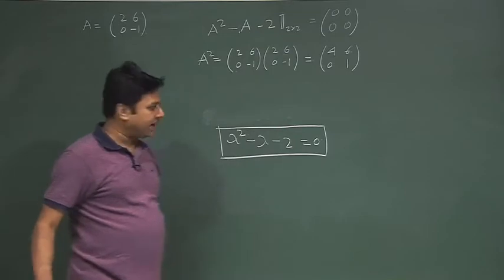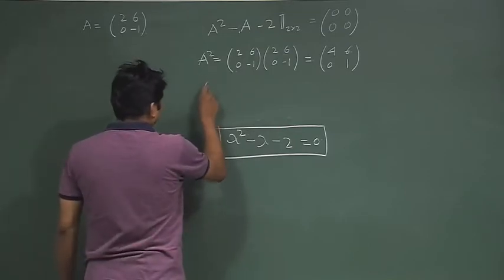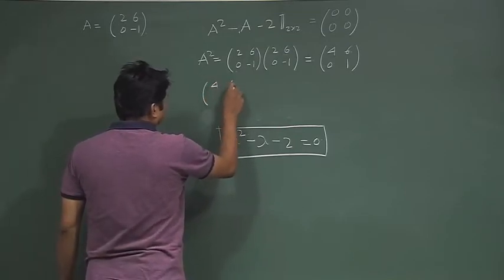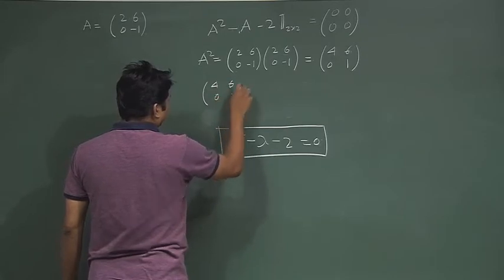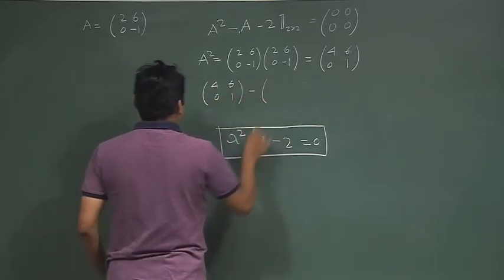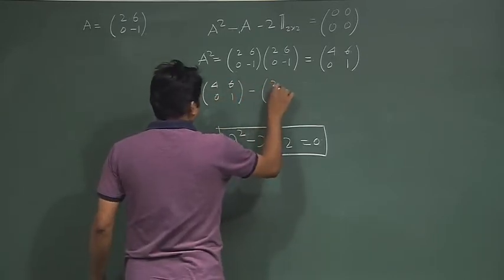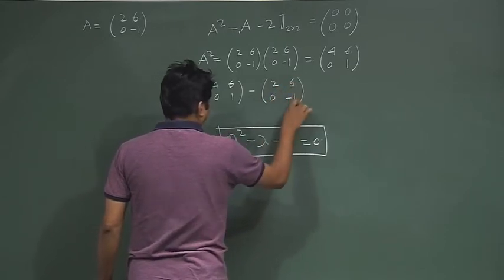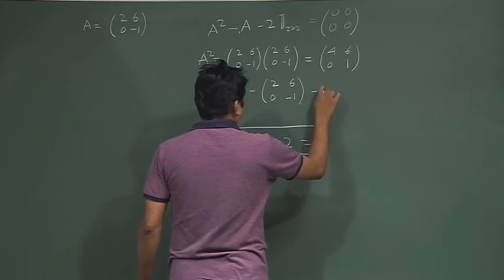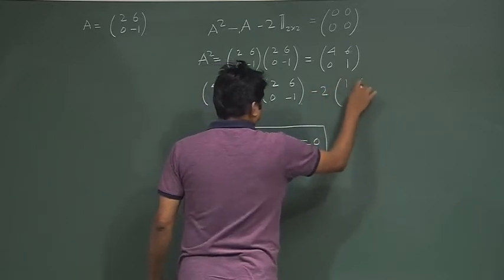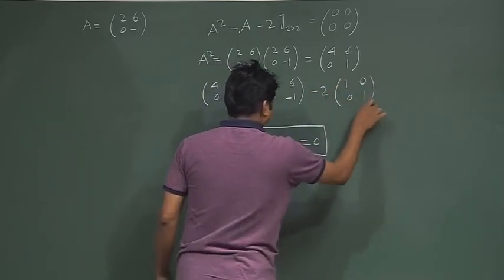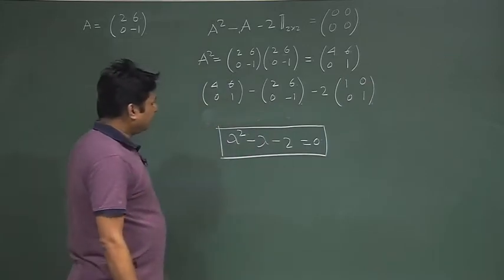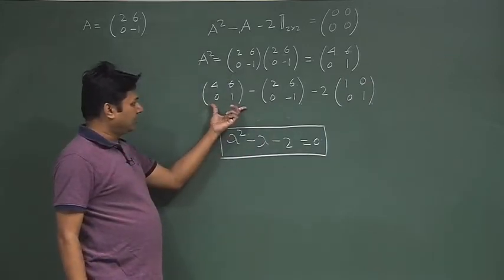known. Now, I can readily write these things: 4 6 0 1 minus A is 2 6 0 minus 1, minus 2 is 1 0 0 1. Is it given? Is it equal to 0?